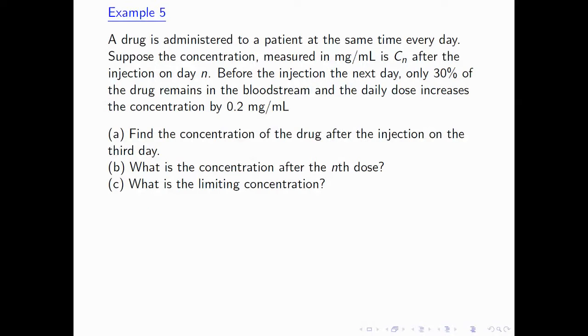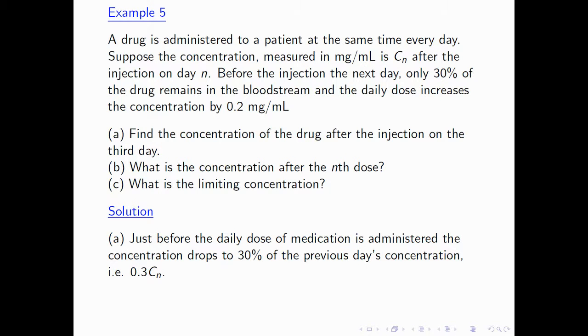So let's do this one again. Here we go. Now, given that setup, the first one says find the concentration of the drug after the injection on the third day, right? So now, just before the daily dose of medication is administered, the concentration drops to 30% of the previous day's concentration. In other words, whatever the concentration was on day N, just before the injection on day N plus 1, 30% is left from day N, right? The concentration.